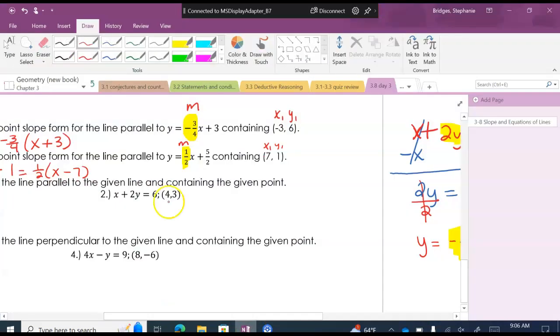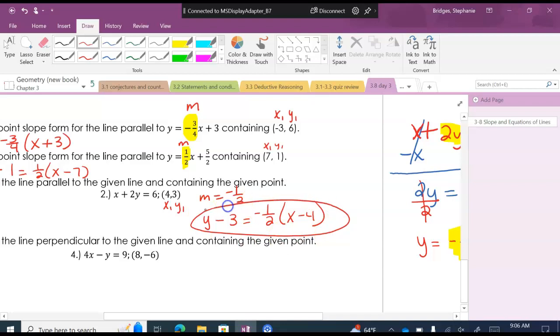Okay, and then we're going to do that with the point that they gave me. So we said our slope was negative 1/2, and we're just going to plug it in. Y minus 3 equals my slope times x minus 4. So with that equation, we had to do just a little bit of work before we could decide how to write our equation.